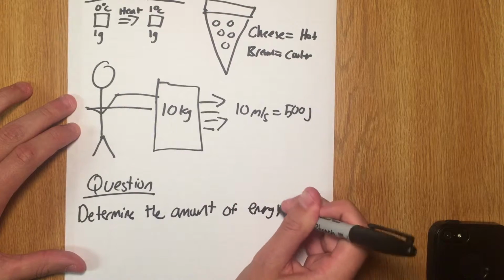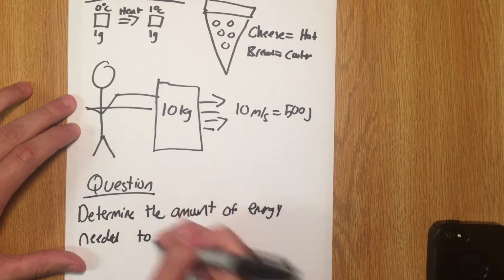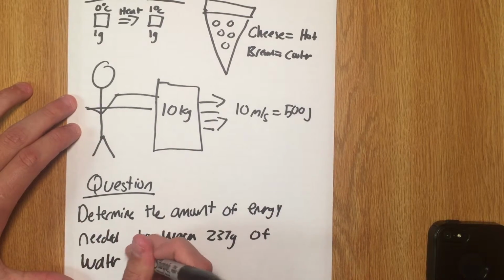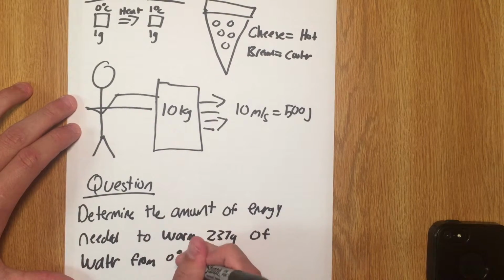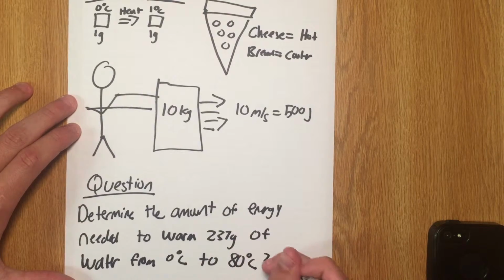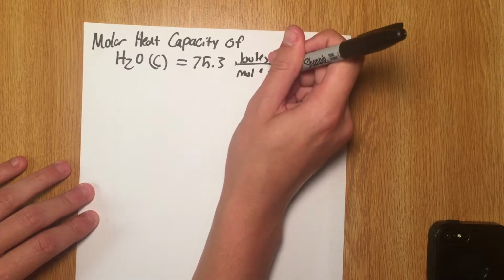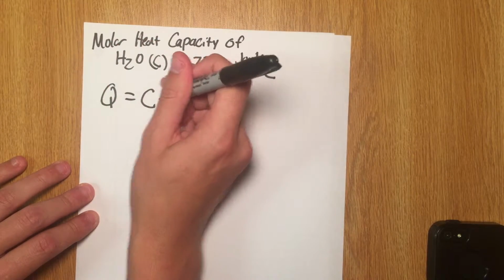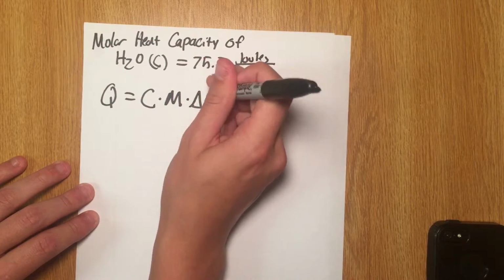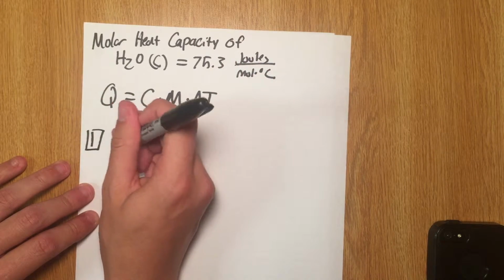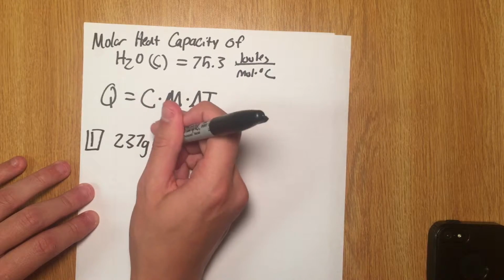Let's take this question for example. Determine the amount of energy in joules needed to warm 237 grams of water from 0 degrees Celsius to 80 degrees Celsius. We can use the concept of heat capacity and energy in joules to determine the answer to this question. The molar heat capacity of water is 75.3 joules per mole degree Celsius. The equation to determine the amount of joules needed to do this is Q equals the specific heat capacity times mass times delta T, where delta T is the change in temperature.